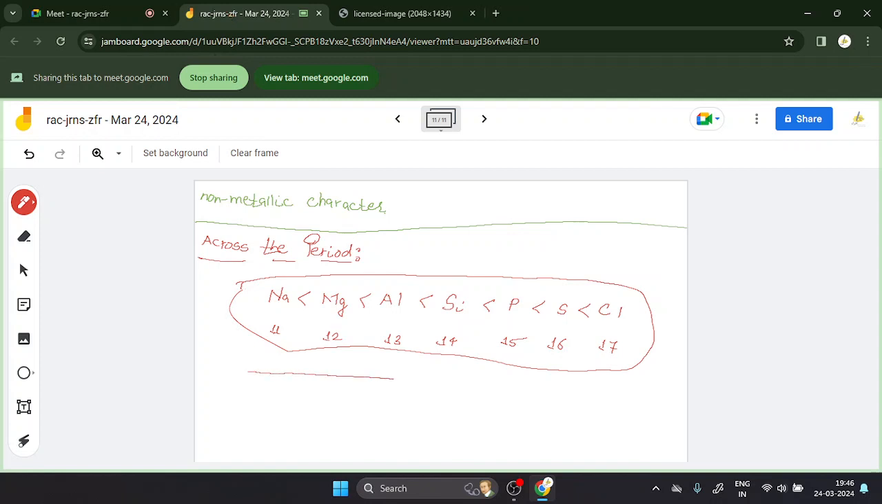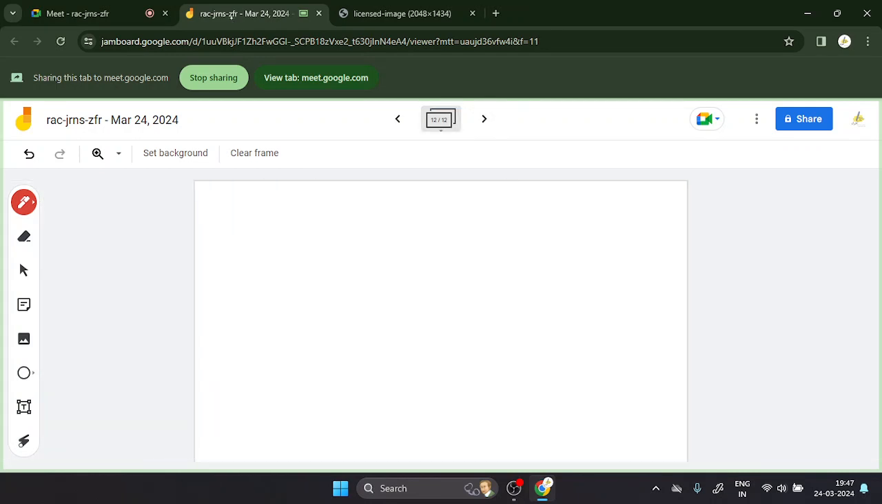So we can say when we go like this, non-metallic character will increase, or we can say the opposite as well, metallic character decreases when we are going across the period. Any problem so far? The reasoning will be the same. You can check it from the book, because if I write everything then a lot of time will be wasted. Clear?